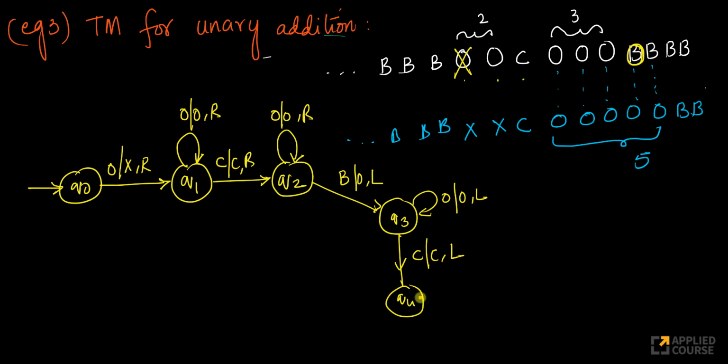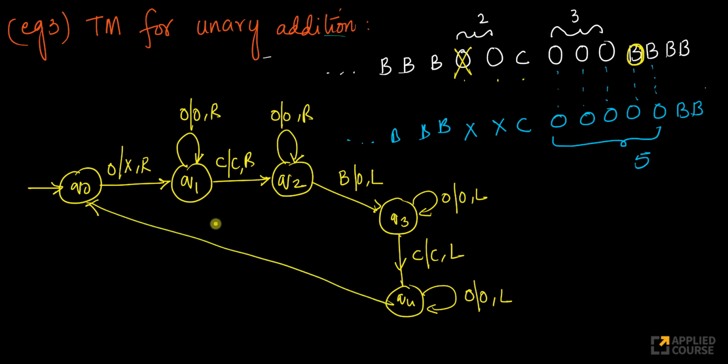Now from this state, if I keep encountering zeros, suppose there could be more zeros here, I'll leave the zeros as is and keep moving left. But when I encounter an X, this means that there are no more zeros to the left of it. So when I encounter an X, what should I do? This whole process that I've done should repeat. So what I'll do here is this.